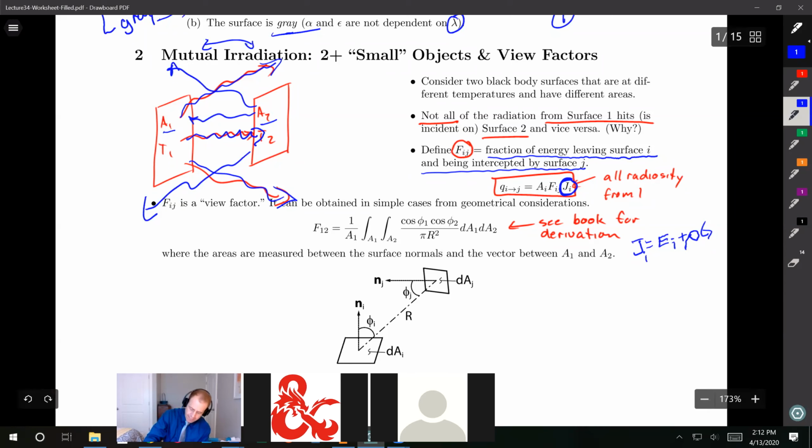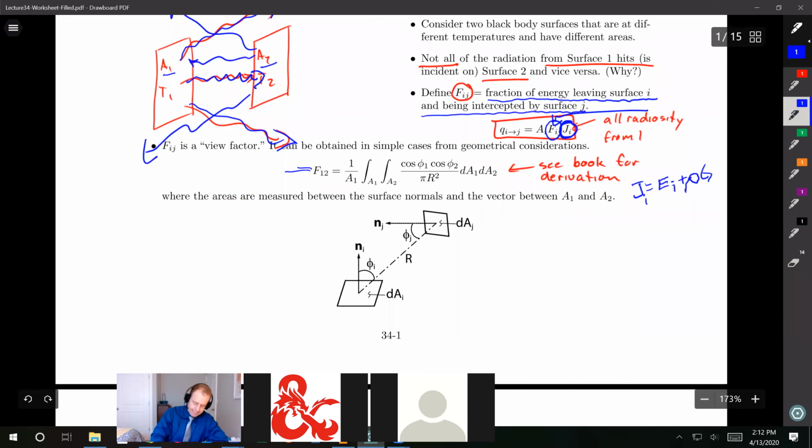And so I can define the fraction, this F, this view factor, of how much irradiation is coming from one body and hitting the other. And there is a big, huge derivation in the book that says this is the integral you have to solve. If I have some differential volumes and I define my normals like this, just some random normals that are normal to these surfaces, I can define two angles and I can define a distance. And that is the integral that you have to solve to get that view factor.